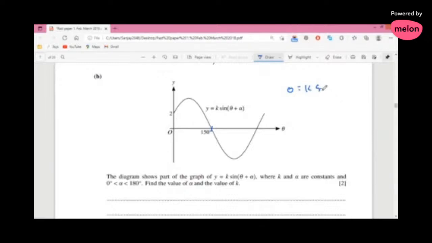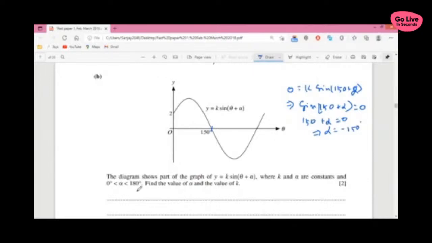When you transpose k to the left, you will have 0, and you know that sine inverse of 0 is 0, so one value of 150 plus alpha equals 0 gives you alpha equals negative 150 degrees. But your question said that alpha should be between 0 and 180 degrees. Then we'll try another value of the angle where sine is 0. So another value is 150 plus alpha equals 180 degrees. Sine inverse of 0 also occurs at 180 degrees, and therefore alpha in this case we found as 30 degrees. So one of the constants we have already found.